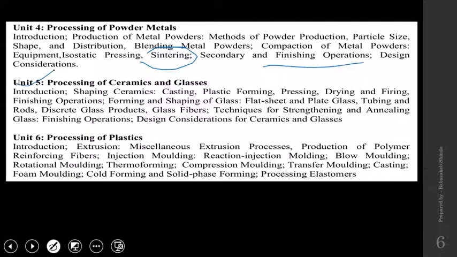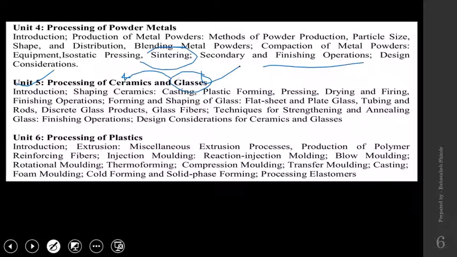Then unit number 5 is going to deal with ceramics and glasses. Actually, glass is also a kind of ceramic. Ceramics has two major categories. The first one is called crystalline, and the other one is called non-crystalline or amorphous. So if the crystal structure is missing from the ceramic, you will get glass. That you are going to study in unit number 5.